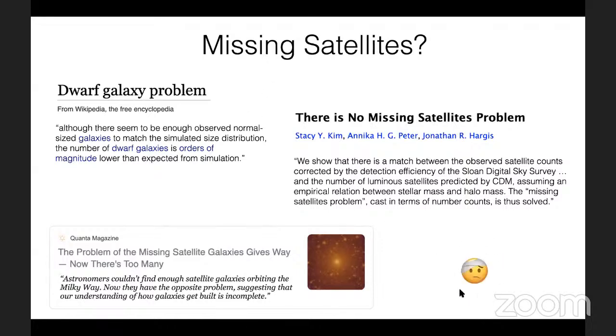This is how this makes me feel. And hopefully by the end of the talk, you won't feel like this. So what I hope to show you is that there's a level-headed and data-driven approach to answer this question that clears this up. And of course, I will fall strongly in the camp of there's no missing satellites problem, but I hope to show you why that's true.